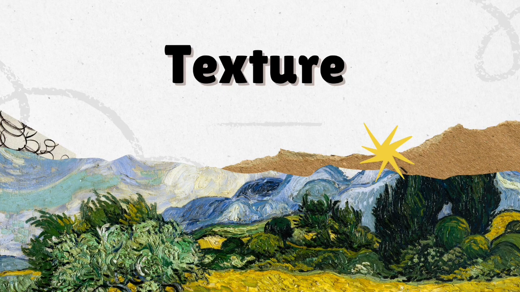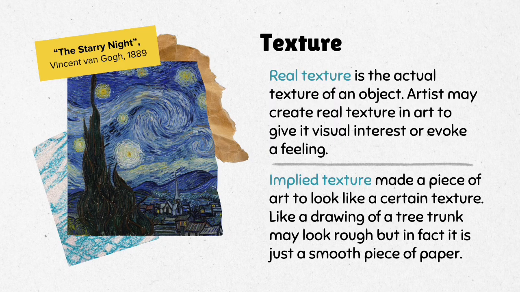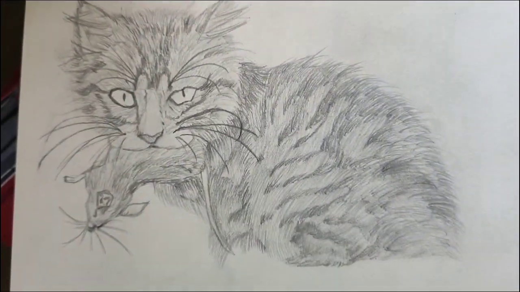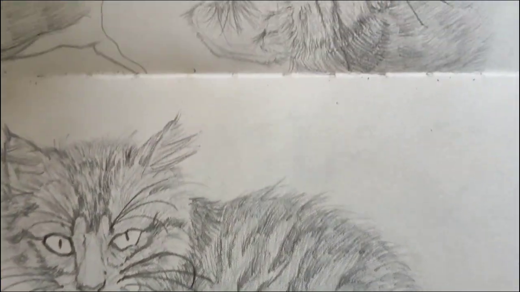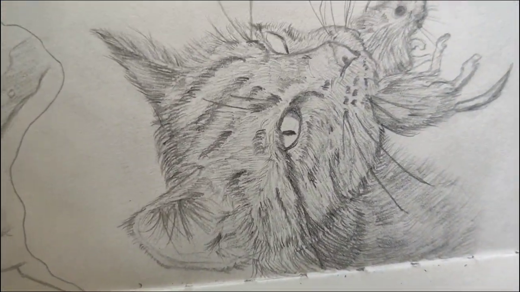The next element we have is texture. Texture describes how things feel or look like they feel. It can be actual texture you can touch, like rough bark or smooth grass. Or implied texture, where artists use techniques to make things in a painting look like a certain texture. For example, a drawing of a cat's fur may look soft and fluffy, but in reality, it is just a smooth piece of paper.